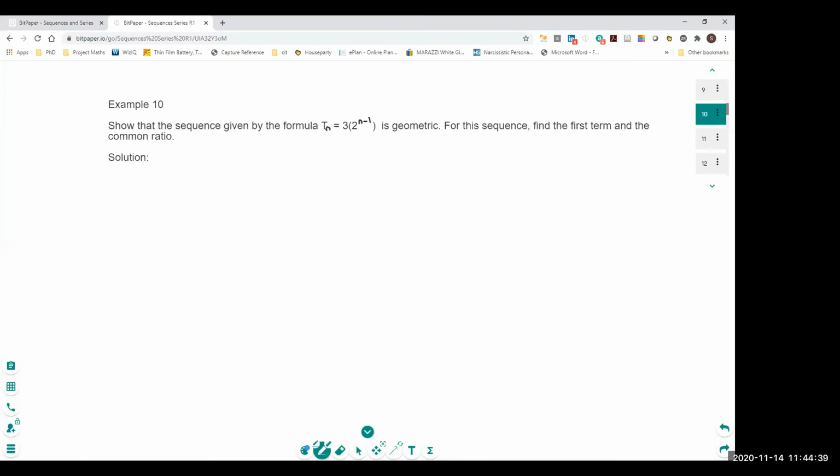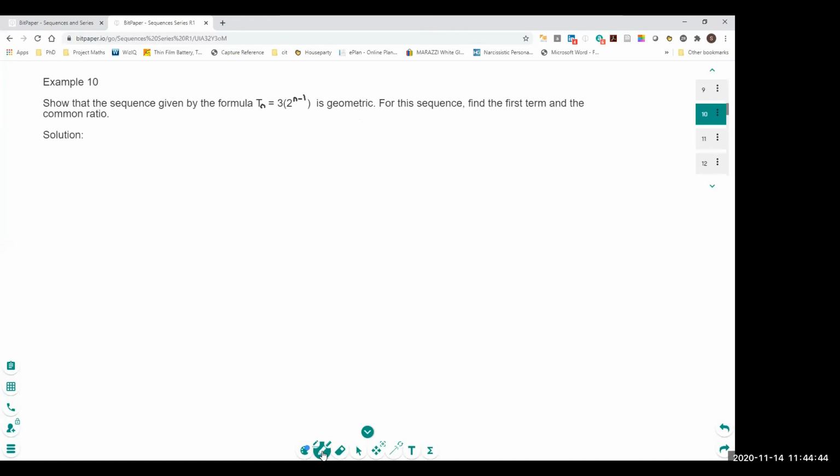So we have an example here. Show that the sequence given by the formula t of n is equal to 3 times 2 to the power of n minus 1 is geometric. For this sequence, find the first term and the common ratio. So what are we looking for in terms of letters? We're looking for a, or actually t1, and the common ratio is r.